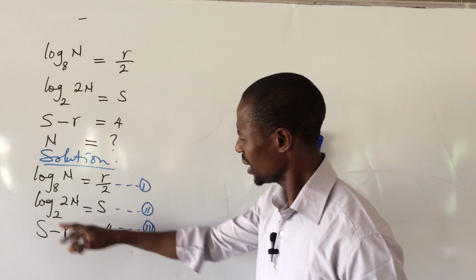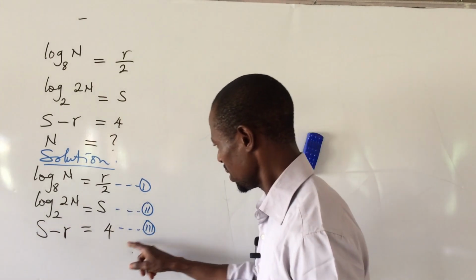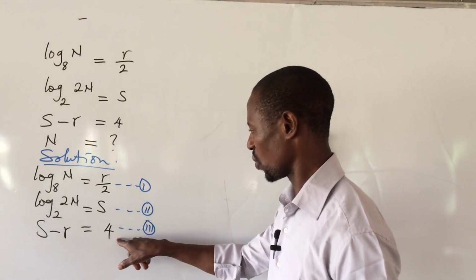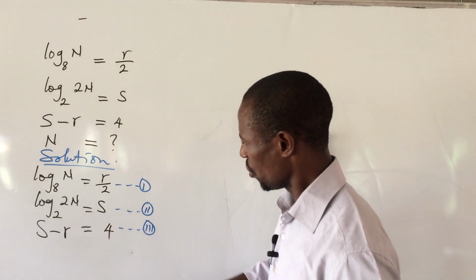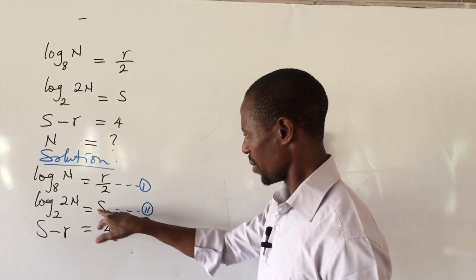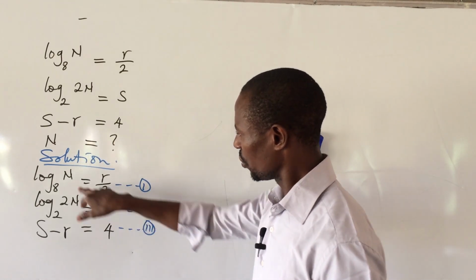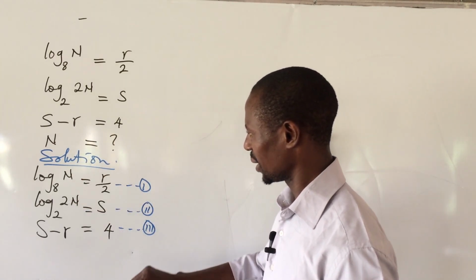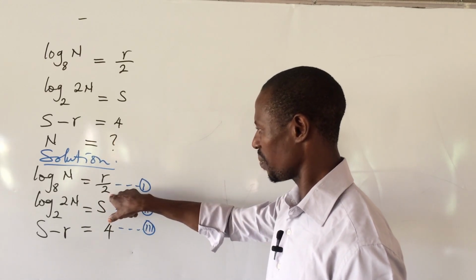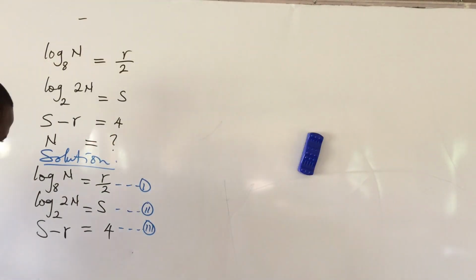Now, from these three equations, this is the main equation we're going to work with: x minus y equal to 4. So we have to bring out y from equation 1. Already x is brought out from equation 2. So we take our equation 1 and bring out y. For us to get y, we multiply through by 2. We multiply both sides by 2. So let's put that down in writing.